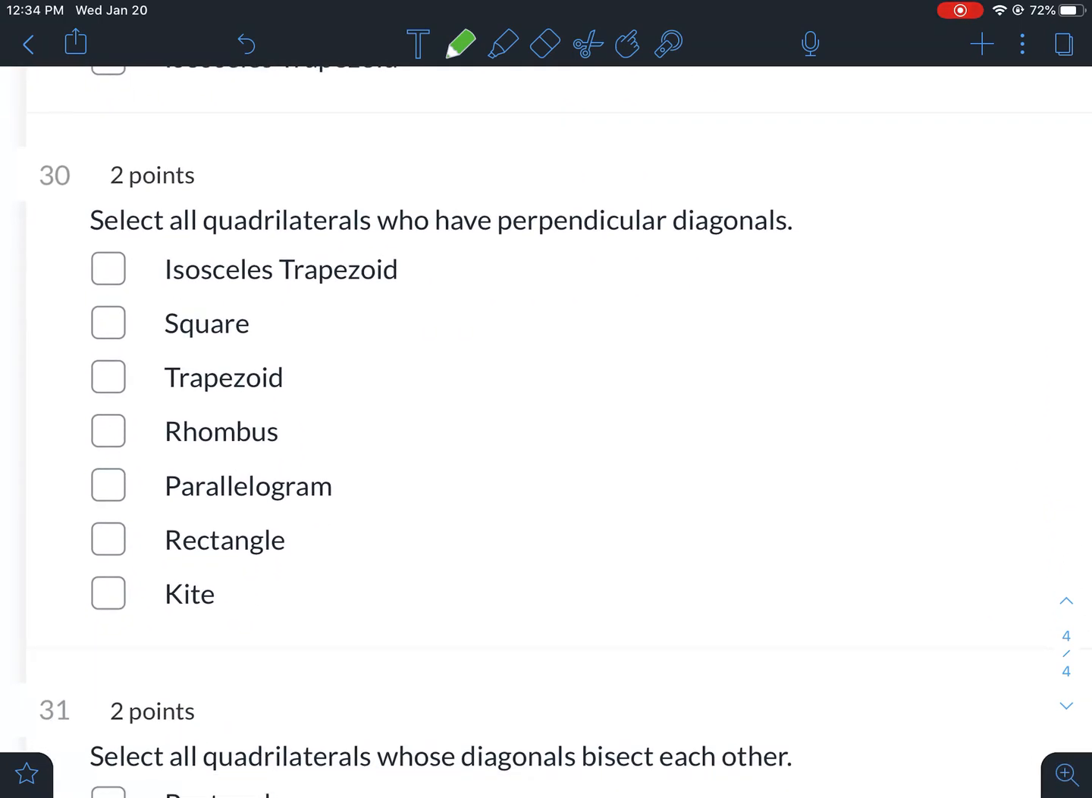30. Select all quadrilaterals that have perpendicular diagonals. So that's when your diagonals meet, they form a 90-degree angle. Okay, that is going to be our square and our rhombus and our fun friend, the kite.